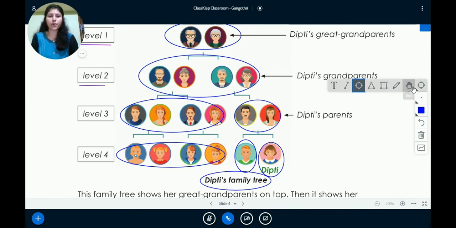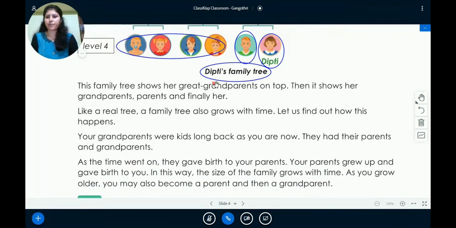Alright, so now we will study how Deepti's family tree was. We have looked into it, but we will just read out what was there above. This family tree shows her great grandparents on the top. Then it shows her grandparents, parents, and finally her. As we all have observed, on the top in level 1, it shows Deepti's great grandparents, and then it shows her grandparents, her parents, and then finally her. You can see here, Deepti is at the last.